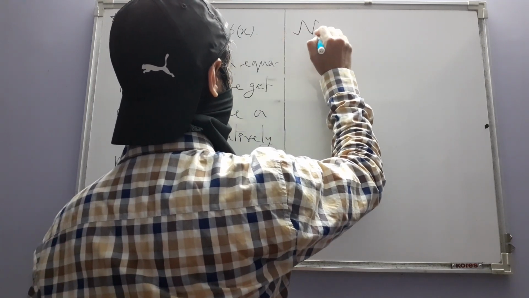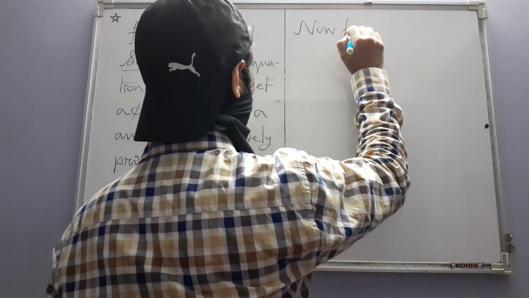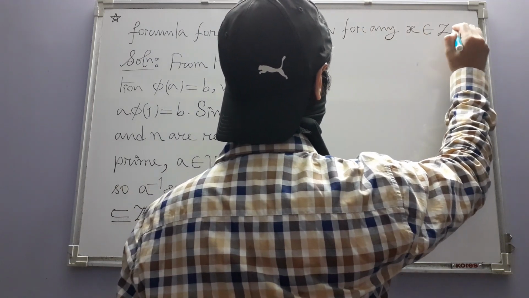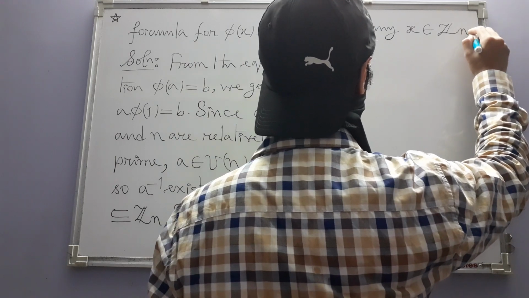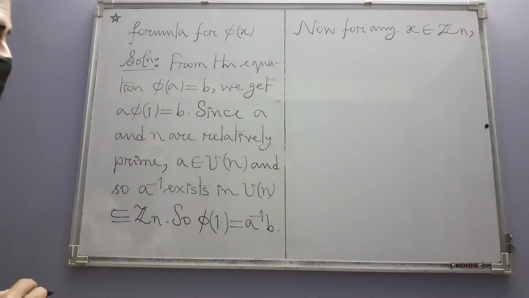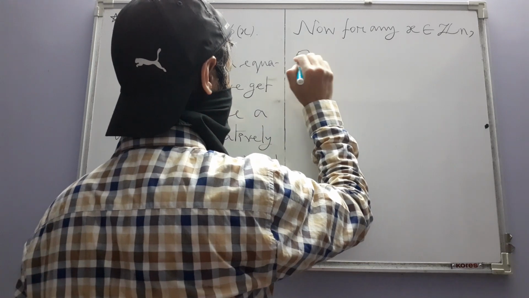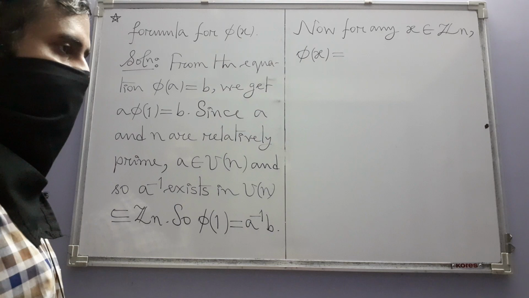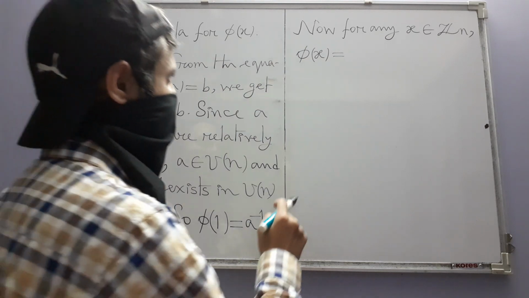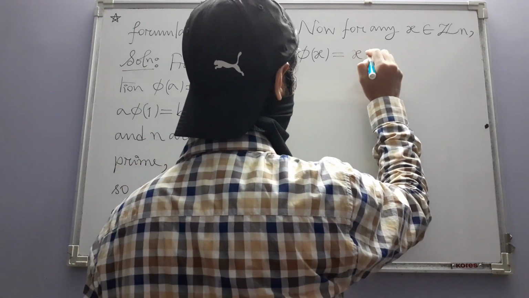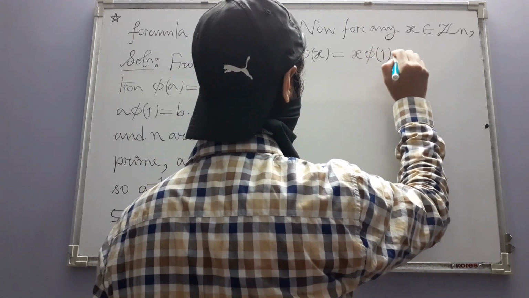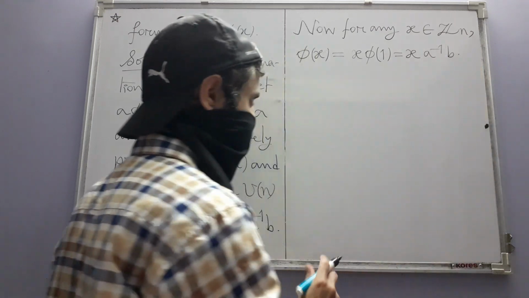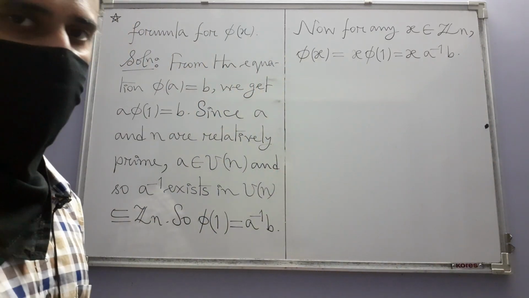But now, for any x in Zn, phi of x, just like phi of A is A times phi of 1, phi of x is also x times phi of 1. But phi of 1 is A inverse B. So that is a formula for phi of x.